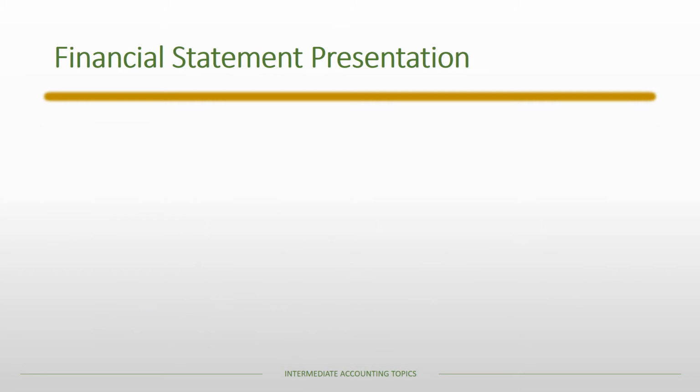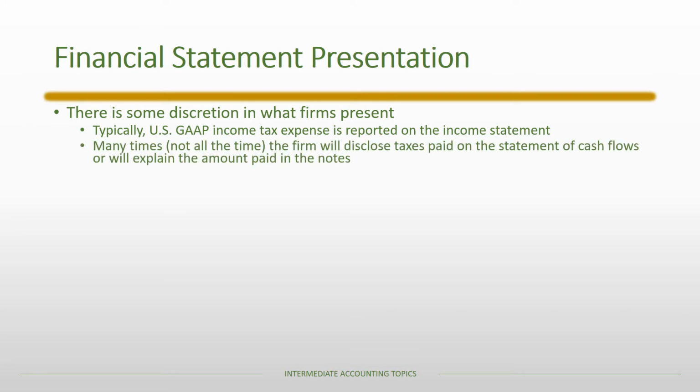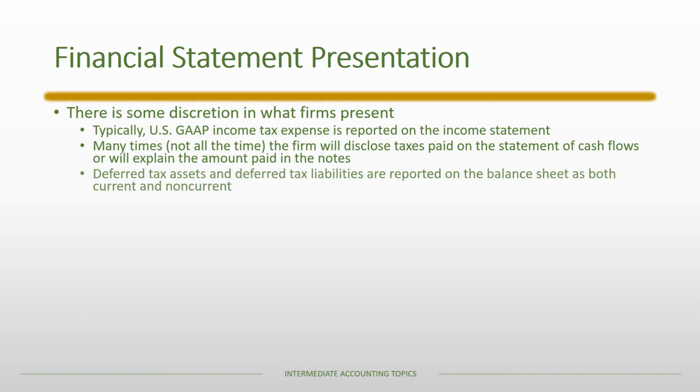All right, let's talk about what we might see on the firm's financial statements with regards to deferred taxes. There is discretion in what firms present. Typically, U.S. GAAP income tax expense is what's going to be reported on the income statement. Many times, but not all the time, the firm will disclose taxes paid on the statement of cash flows or will explain the amount paid in the notes. This is not required, but it is oftentimes done.